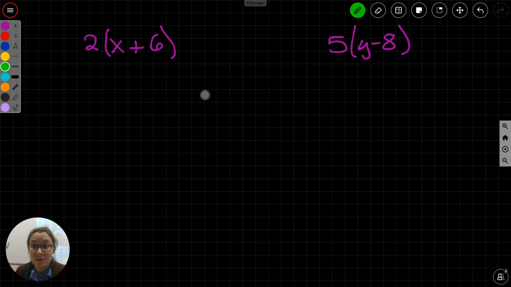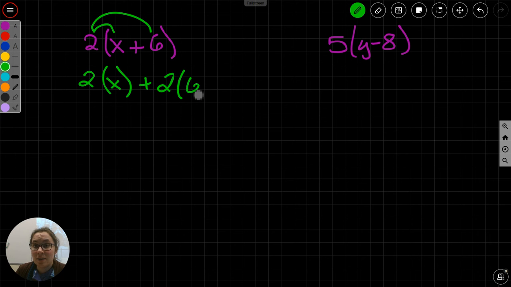So what are we going to do to simplify this? Well, we're going to distribute the 2. The 2 is being multiplied by both the x and the 6 here. So what we're going to do is rewrite this. 2 times x plus 6 is the same as 2 times x plus 2 times 6. And now we can simplify this. 2 times x is 2x plus 2 times 6 is 12.